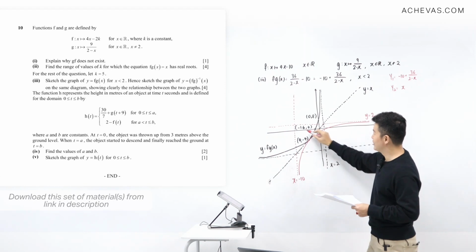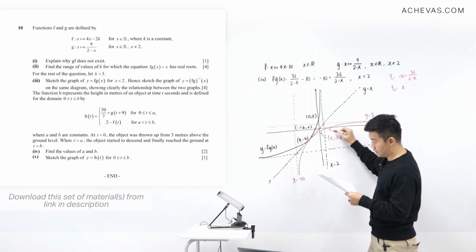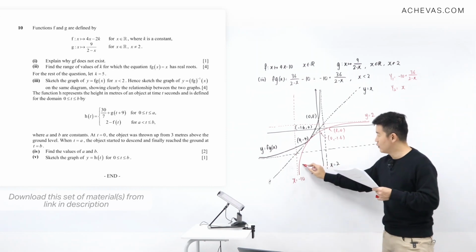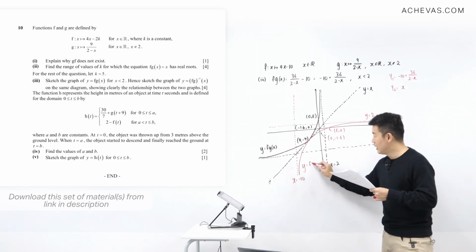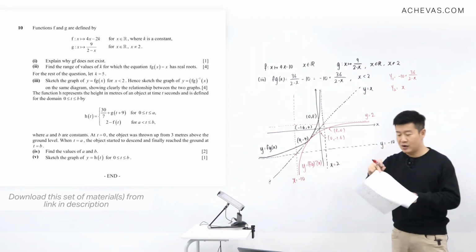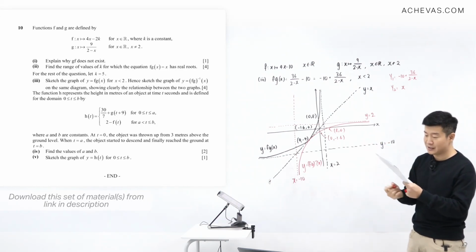And this point is going to be at 0 and negative 1.6. And as for this point, it is going to be at 8 and 0. And this graph that we have is going to be the graph of y is equal to fg inverse x. Okay, now are we at the last part already? Okay, we are almost at the last part.